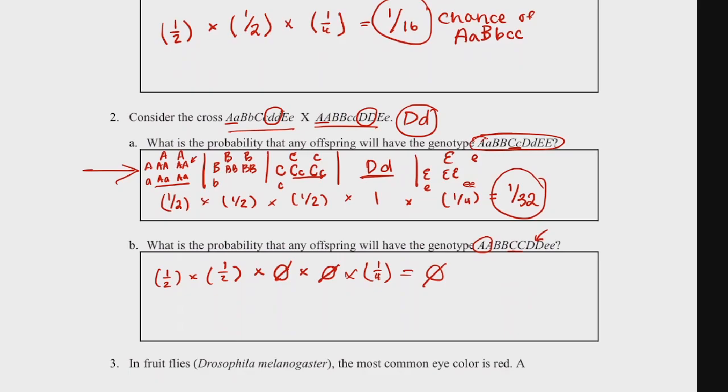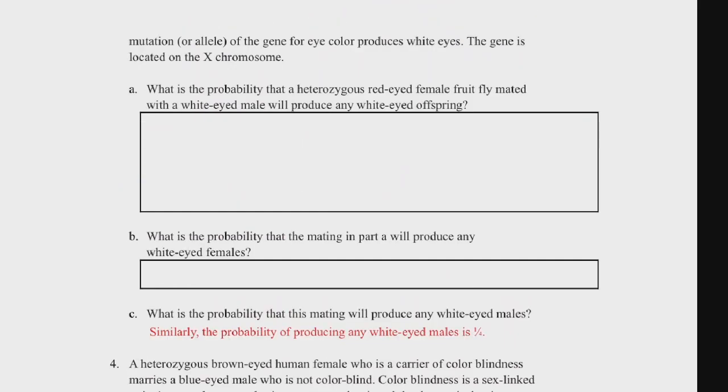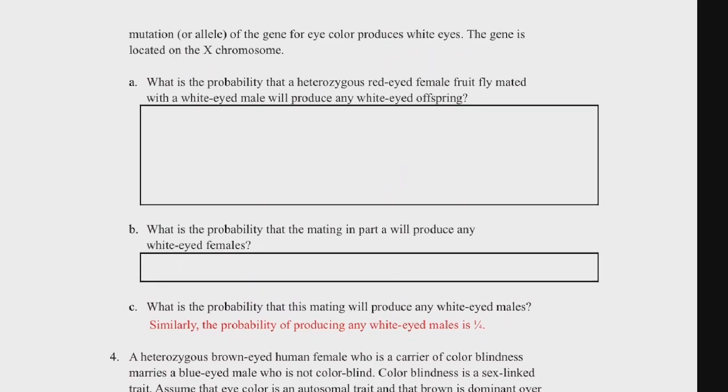So for the next question, question 3, it goes between two pages, but I'll read it aloud to you. In fruit flies, the well-known Drosophila melanogaster, the most common eye color is red. A mutation or allele for eye color produces white eyes. The gene is located on the X chromosome, so we know that this is X-linked. What is the probability that a heterozygous red-eyed female, because we know that white eye is recessive, mated with a white-eyed male will produce any white-eyed offspring?